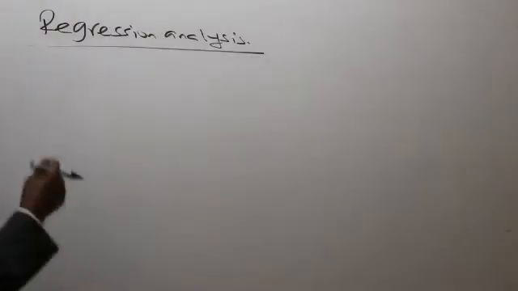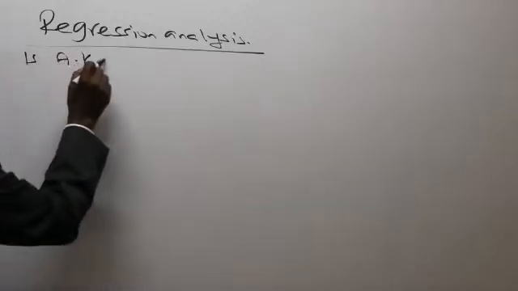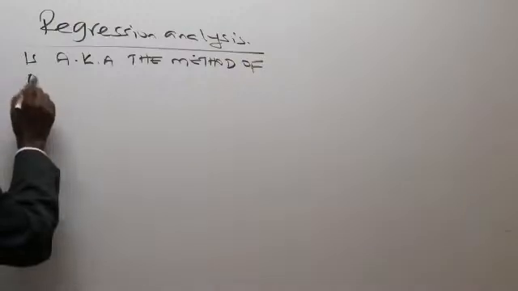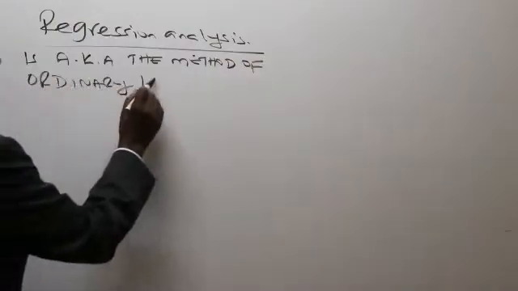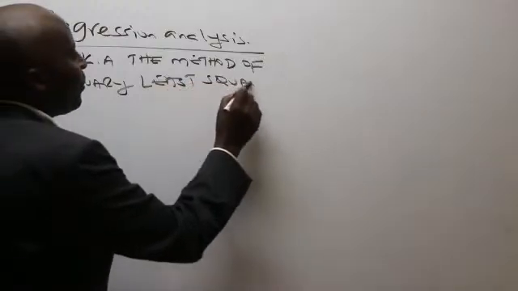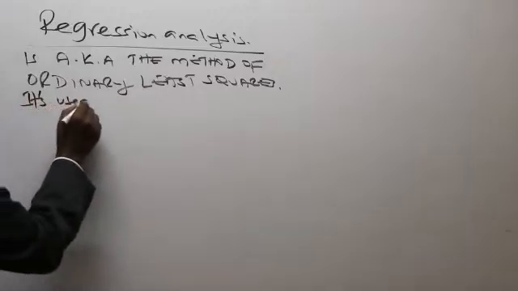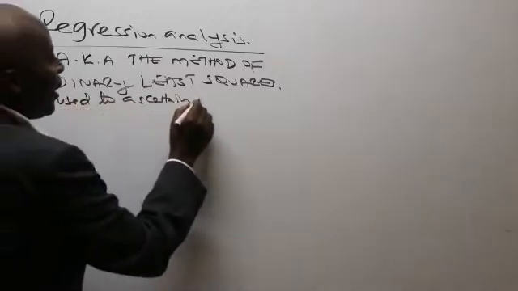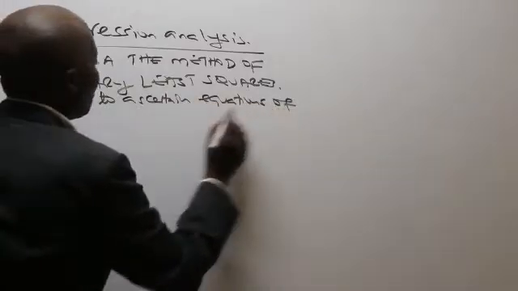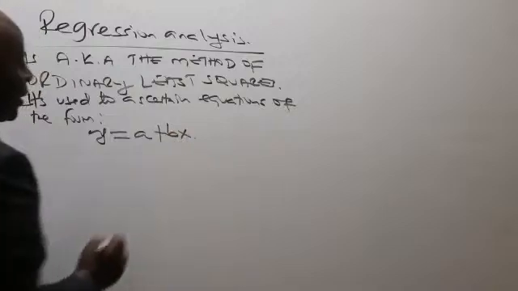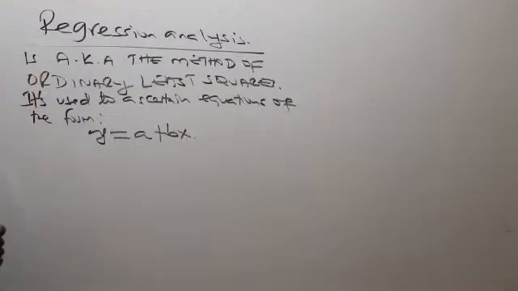It's something that you did in section 4. What we're supposed to know is that regression analysis is also known as the method of ordinary least squares, OLS. It is used to ascertain equations of the form y equals a plus bx.